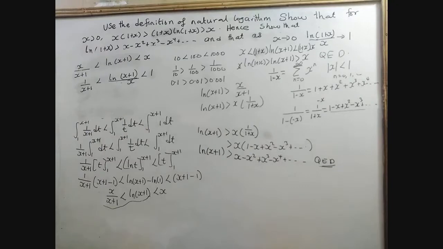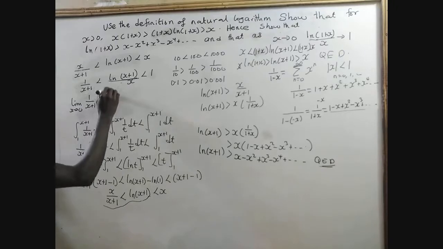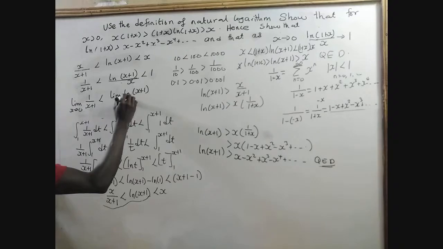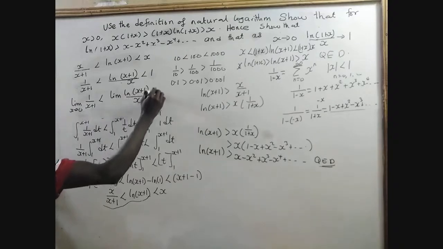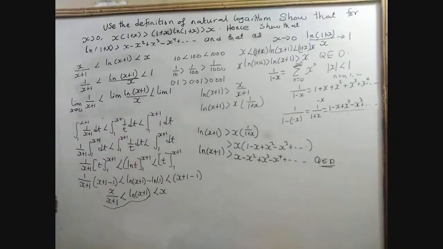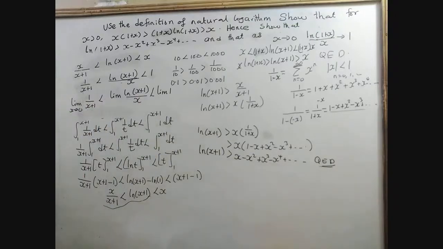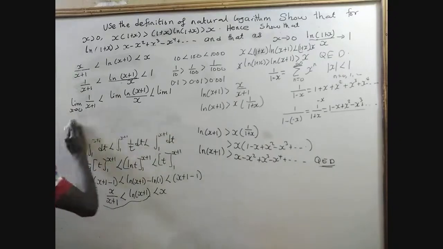So let's take the limit. We take the limit of 1 on x plus 1 as x approaches 0, also less than the limit of natural log of x plus 1 over x, also less than the limit of 1. Then it means we are using the squeeze theorem. We are just squeezing this inside. So that is the squeeze theorem. So let's squeeze.